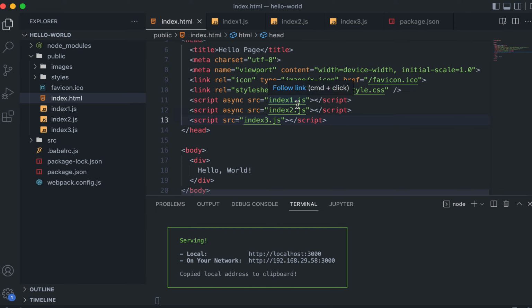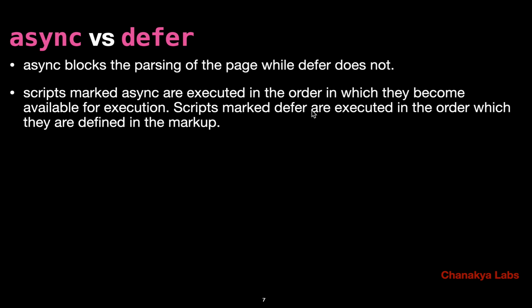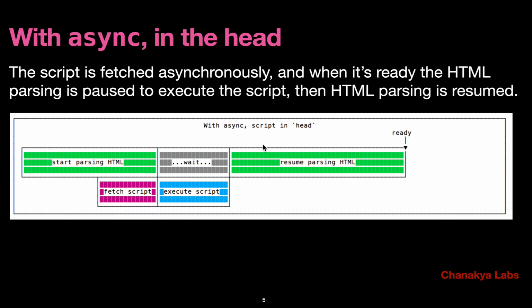So index 1 is tried to be downloaded, and it is bigger, so it keeps on downloading, and by that time index 2 downloading starts. Why does index 2 downloading start? Because async does not stop the HTML parsing, right? When it is downloaded, then it will stop the parsing and it will execute. But right now it is not executed. You can see here that right now it is just downloading in parallel, not executing.